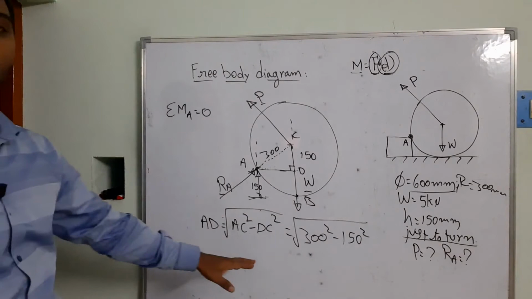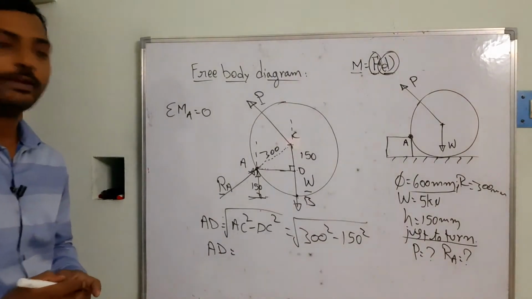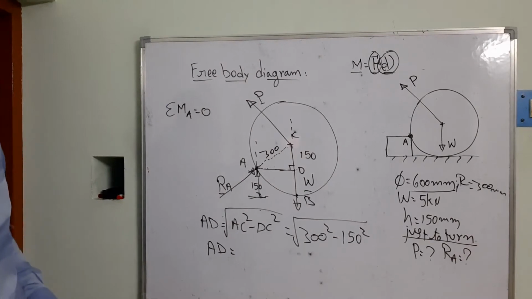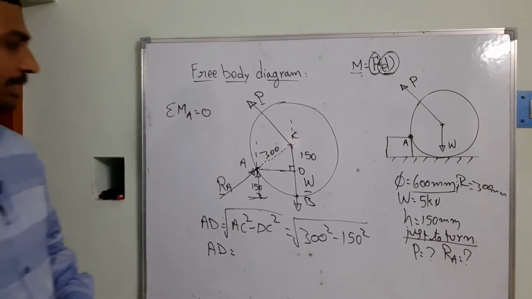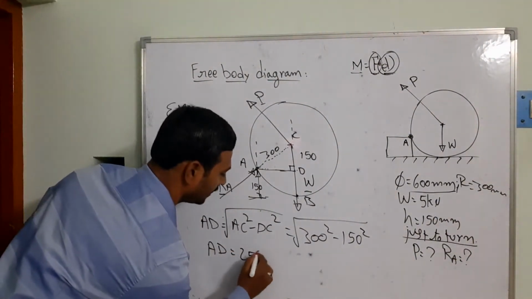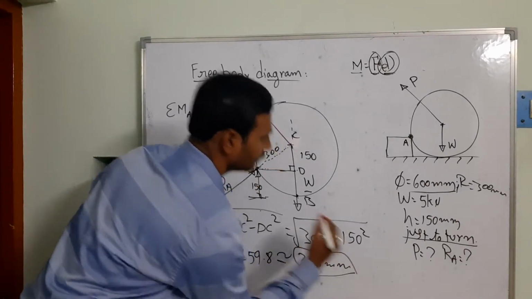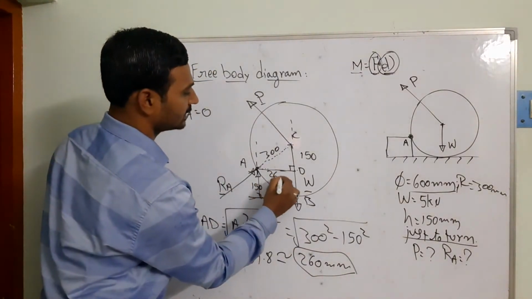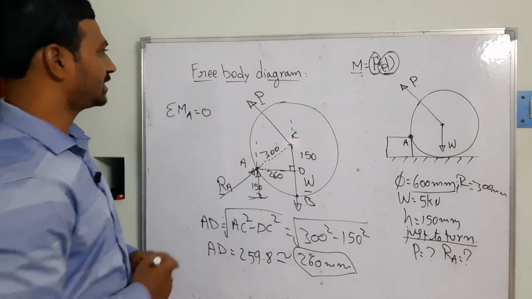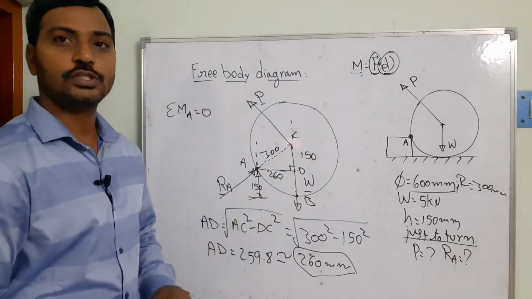So after the simplification, what is the value of AD I am going to be getting? Can you tell me what is the value of AD here? After the simplification of this equation, I got around 259.8, that is nearly 260 mm. So the distance here is 260 mm. Once I have calculated it, the perpendicular distance AD is equal to 260 mm for this force.